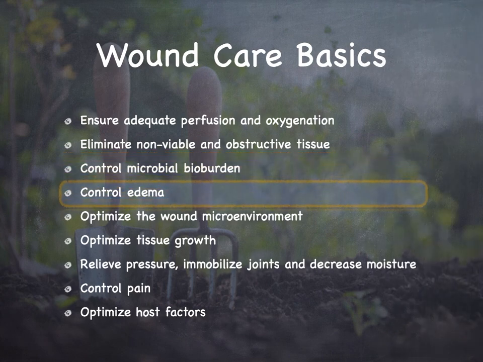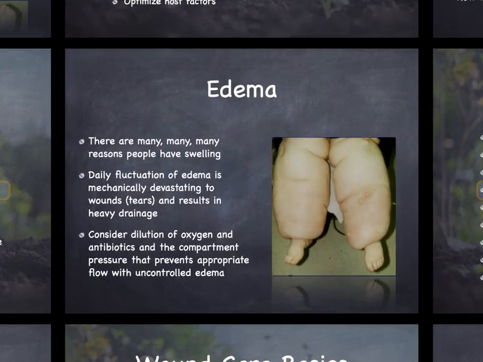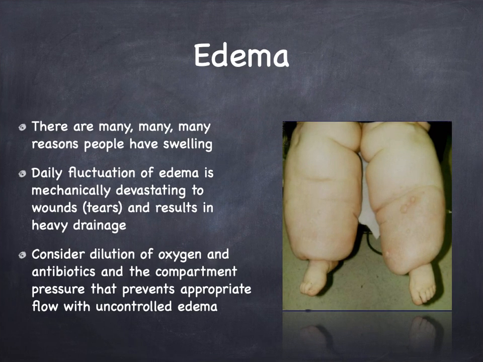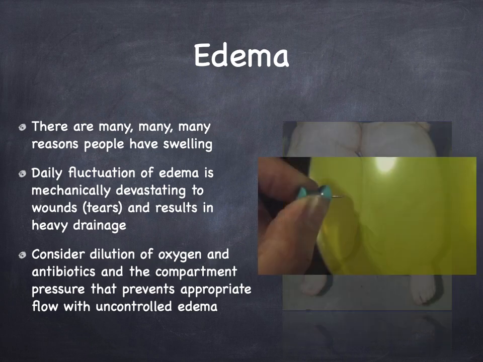The next topic has to do with edema. There are many, many reasons people have edema, but the daily fluctuations of edema are devastating to wounds as they tear it and often result in a lot of drainage. In addition, there is the dilution of oxygen, and if they're infected, of the antibiotics, as well as the compartment pressure that prevents appropriate flow of blood and antibiotics. Unmitigated edema is often devastating.